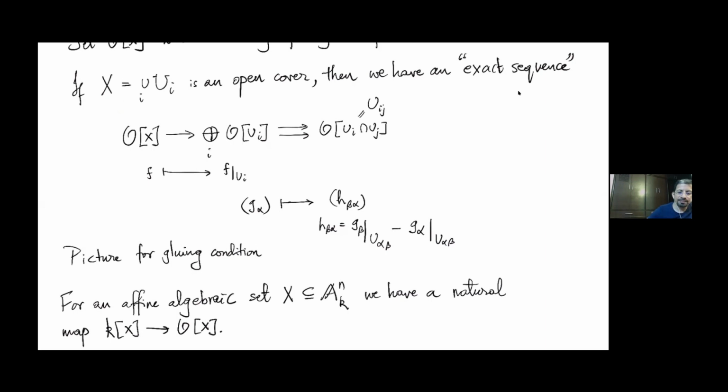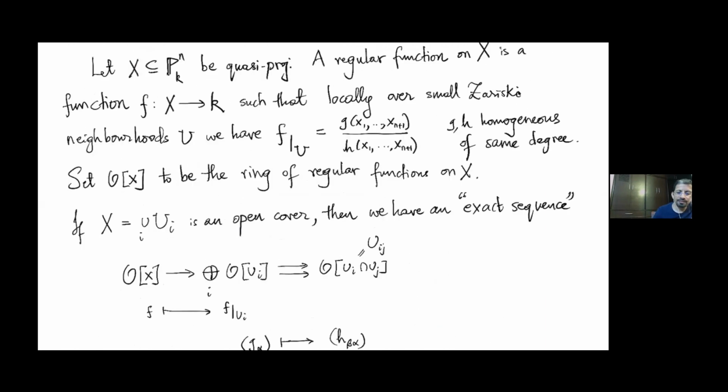Suresh, there's a question. Yeah. What is the small Zariski neighborhood? Sorry, what is a small Zariski neighborhood? Small is a bad notation. If you want just Zariski neighborhoods around any point, that's what I meant.